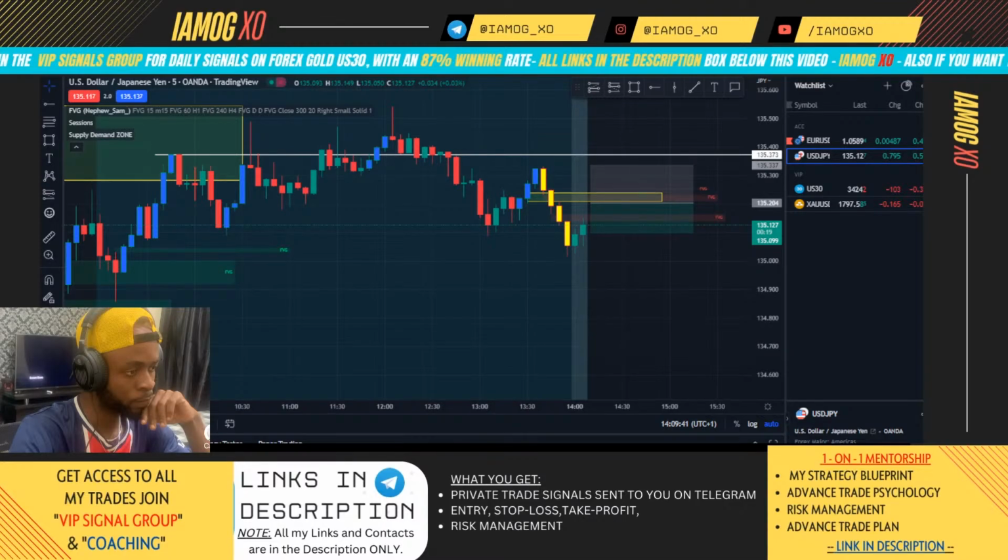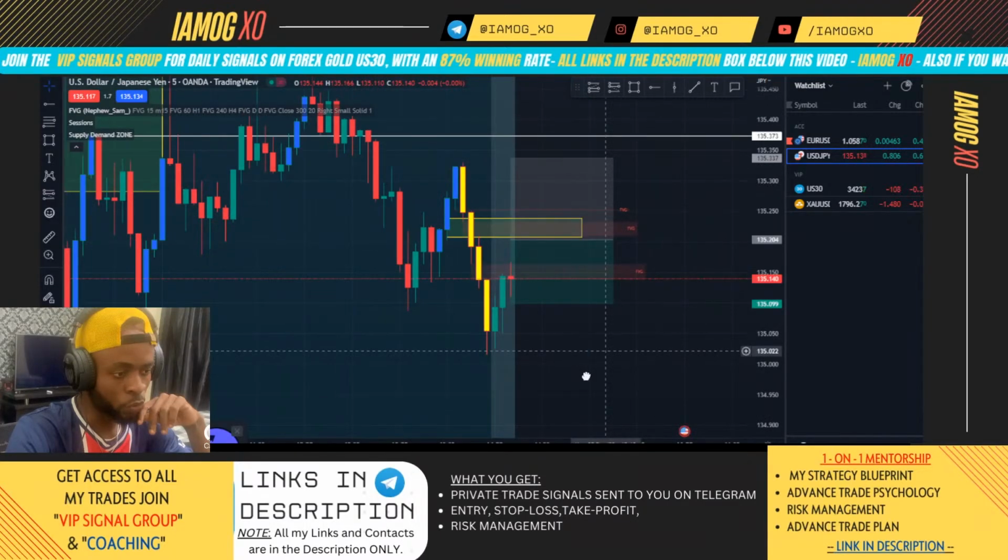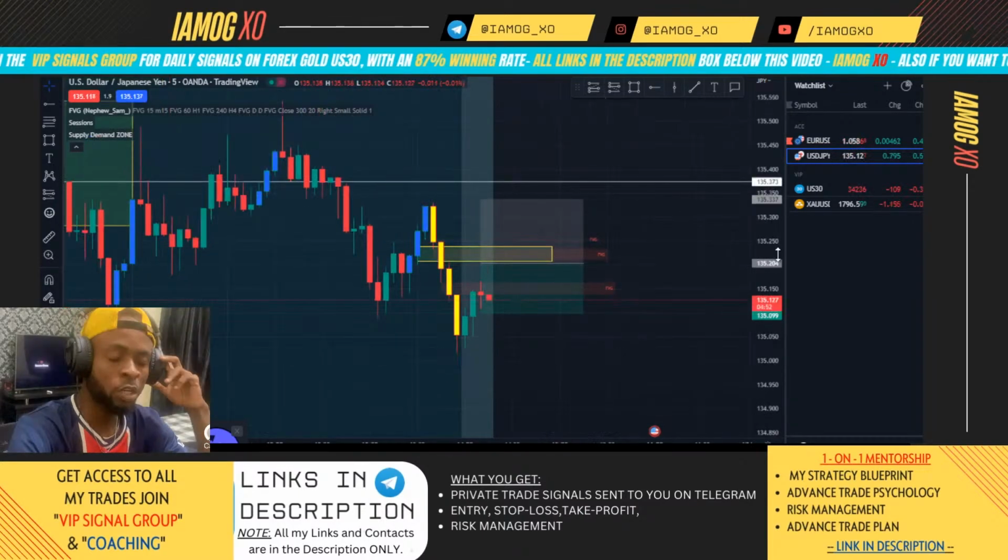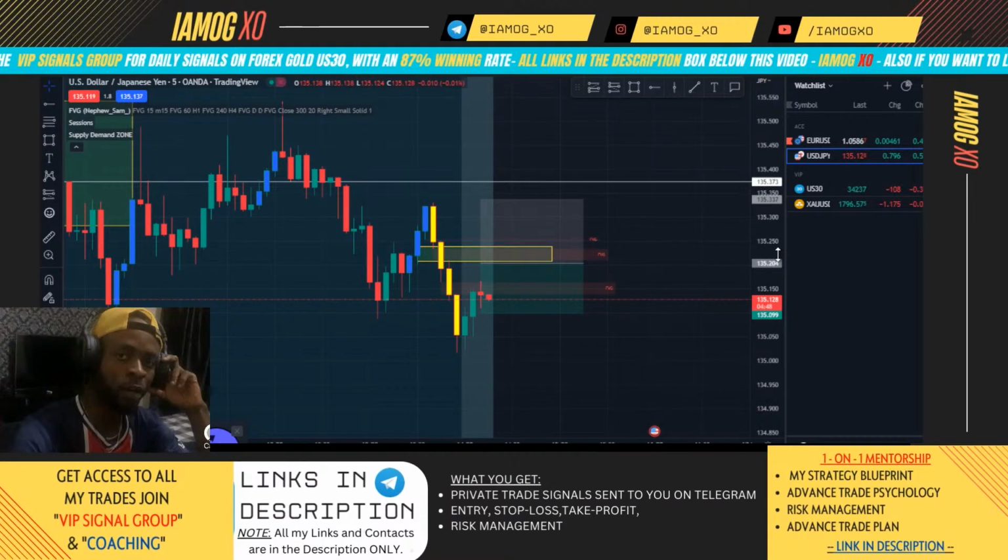Alright guys, so as you can see, I'm looking to take this trade here. I have my pending order set. So if you're gonna take this trade, please make sure to use proper risk management. Don't go risking the whole farm on one trade, on one setup. I would recommend you use proper risk management, most likely risking nothing more than 1% on this trade.